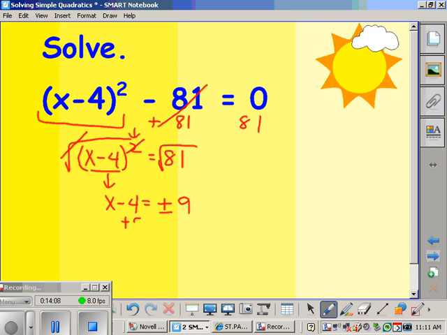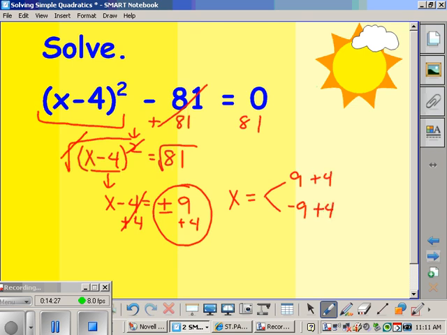Now, the way that you handle it from here, if you add 4 to both sides, the way you're going to get your two answers is going to be like this. Right here, we have a positive 9 and a negative 9. And then we're going to add 4 after that. So again, the way we read this is positive or negative 9 plus 4. So we need a positive 9 plus 4 and a negative 9 plus 4. So our two x-intercepts, or solutions, will be 13 and negative 5.